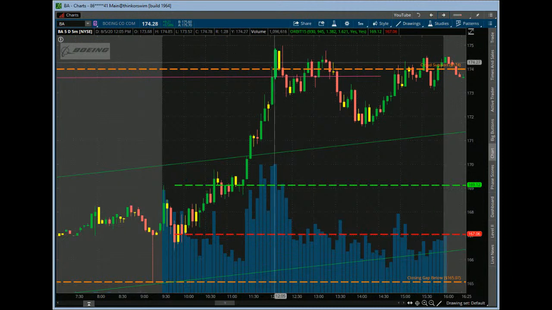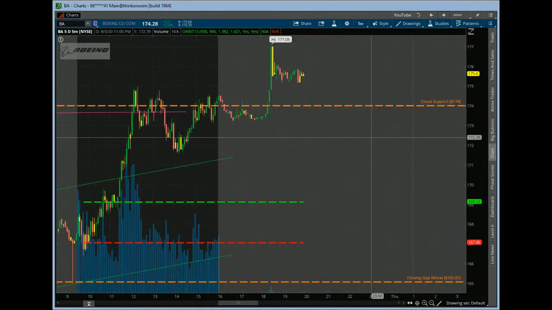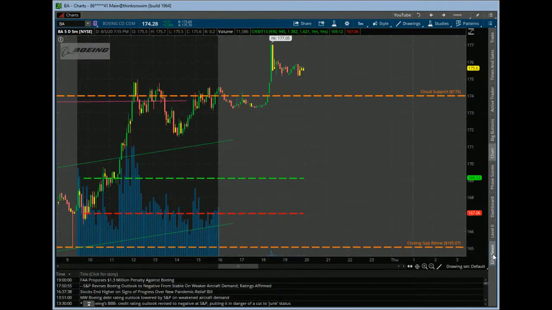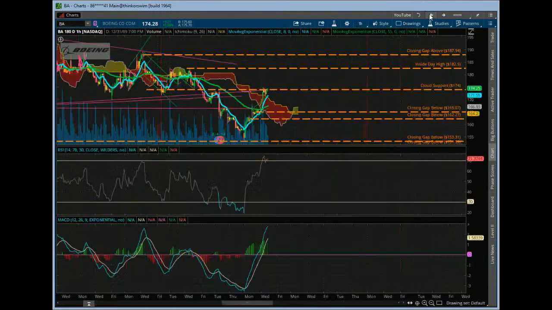The 175 calls went from $1 something to over $3 just on that move. So it was a really, really nice trade on that one, and still strong. And I believe it gave a little pop after hours too. I think that Boeing and all the airlines kind of gave a nice move right there. I don't know if they had any extra news after hours. They had bad news. The FAA proposed a $1.3 million penalty against Boeing, but what's $1.3 million? That's like nothing. So anyway, a big pop after hours on that and on the airlines. So we'll see if they get some follow through on that.